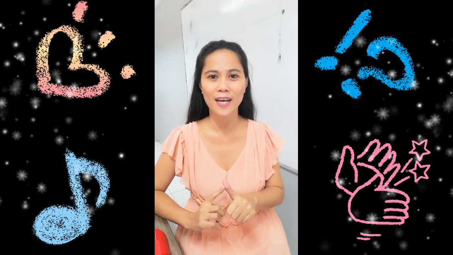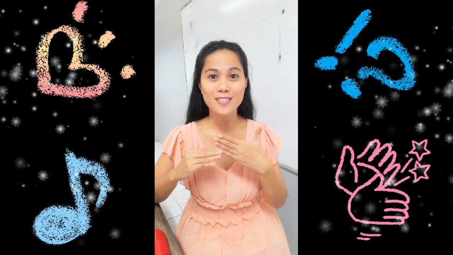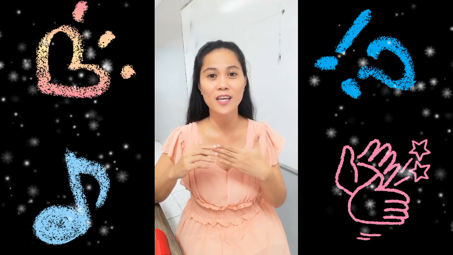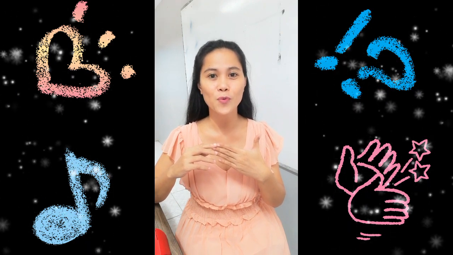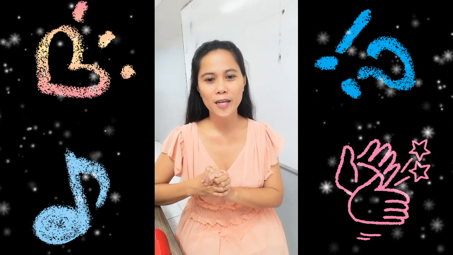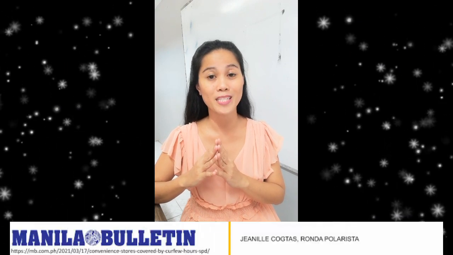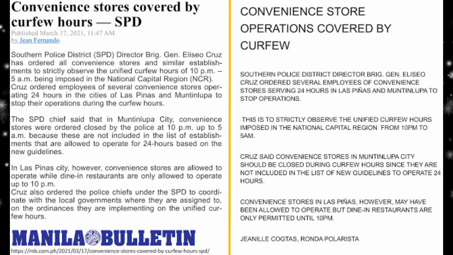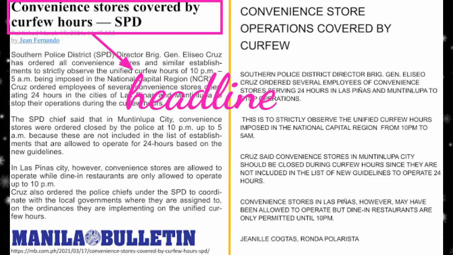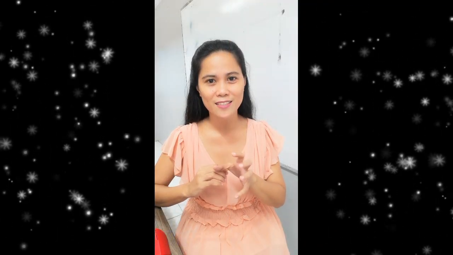That includes already the headline. So the headline and your 4 lines, which would tell us the entire scope of the story that is found in the news article that you are reading or you are basing your news report from. Okay, so here I have taken a news article from Manila Bulletin. It says, convenience stores covered by curfew hours, SPD. That is the headline. The main objective of this article is to be read. So this is content for reading, all right?